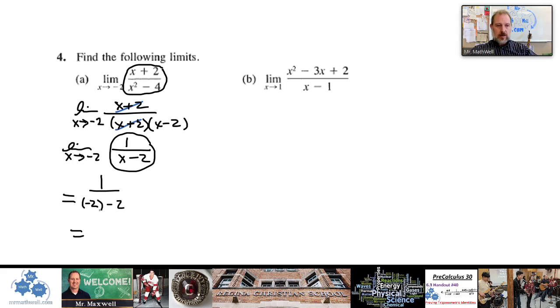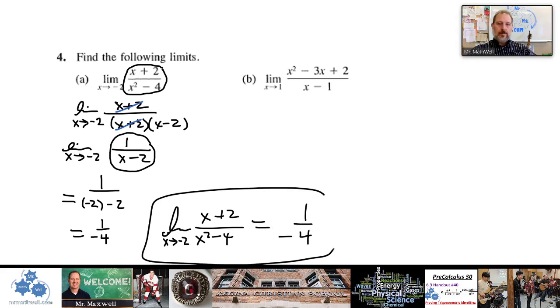What you can do is this, though. This is 1 over -4, right? So you can say the limit of x plus 2 over x squared minus 4 as x approaches -2 equals 1 over -4. You can write that. Or you can just circle this and I'll know that that's your limit, okay? So one or the other.